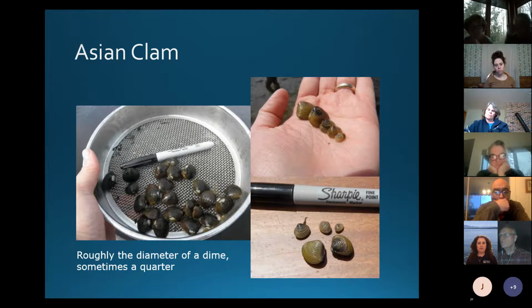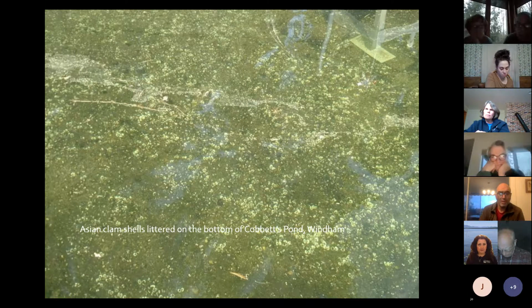Those are normal, they're native. These guys are little and they have these ridges. Think of a ridged potato chip. They're very ridged on the shell and very easy to see the ridges and feel the ridges. And this is what they do to the water body.